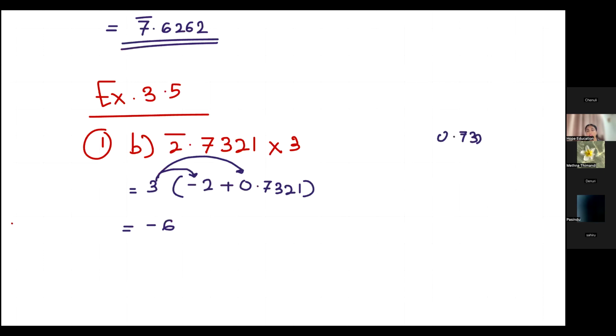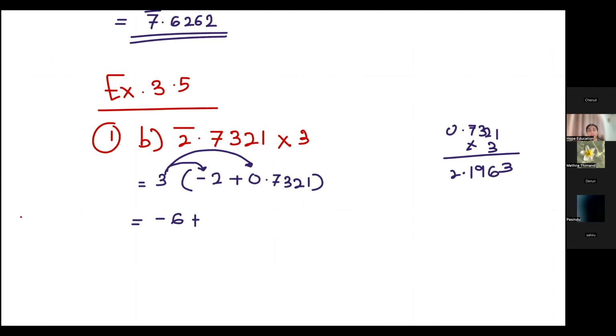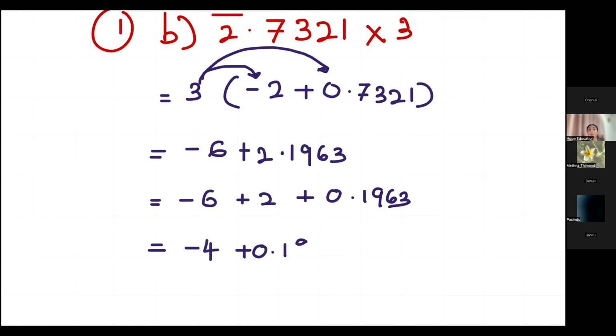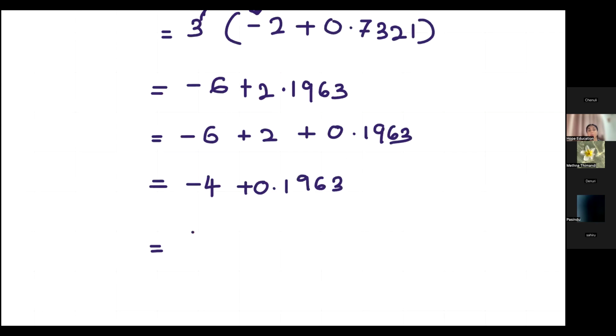0.7321 multiplied by 3. 3 times 1 is 3. 3 times 2 is 6. 3 times 3 is 9. 3 times 7 is 21. So we have plus 2.1963. Again, we have a characteristic and mantissa here. So we separate them and write. So minus 6 plus 2 is minus 4 plus 0.1963, which we can combine and write as bar 4.1963. Did you all get this answer?